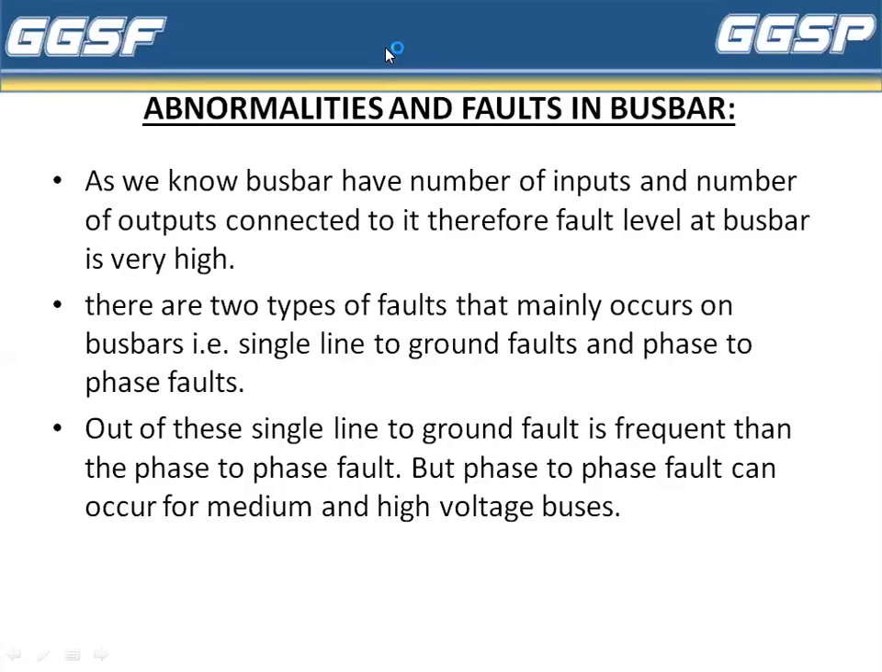Abnormalities and faults in bus bar. As we know, bus bar have a number of inputs and number of outputs connected to it. Therefore, fault level at bus bar is very high. Two types of faults mainly occur on bus bar: single line to ground faults and phase to phase fault. Out of these, single line to ground faults are more frequent, but the phase to phase fault can occur in medium to high voltage buses.